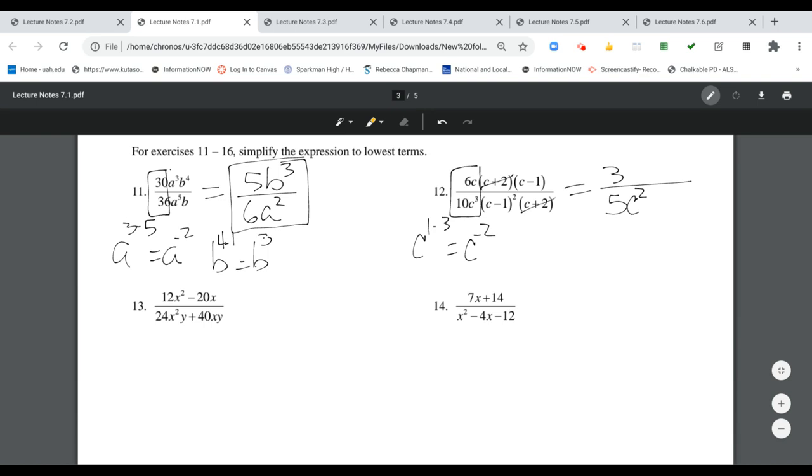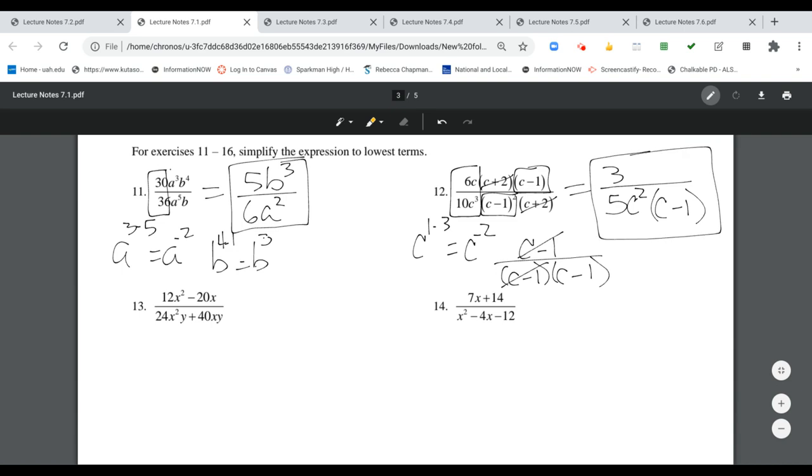This c plus 2 will cancel with that c plus 2. And now this is the tricky part, because I have c minus 1 on the top and I have two c minus 1s on the bottom. That's what c minus 1 squared means. So you can only cancel 1 with 1. So I end up with a c minus 1 left in the denominator. And that would be my final answer.